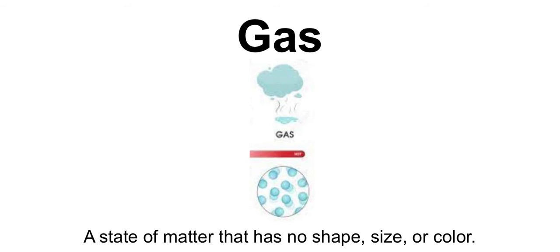A gas is a state of matter that has no shape, size, or color. So you usually can't see gases. They are going to be spread out in whatever container that they're in as far apart as possible.